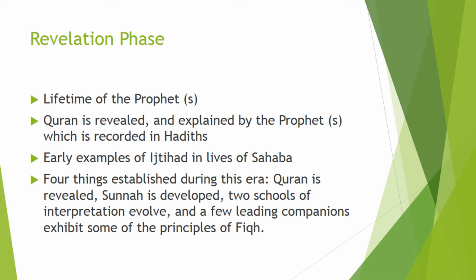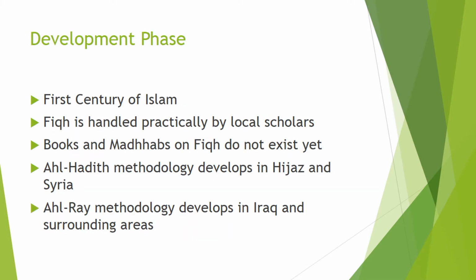And number 4, we see examples of Sahaba starting to make ijtihad. Okay, so we'll go to that. That's very quick. Not much happens then that's related to our topic of fiqh because the Sharia was still being revealed. Okay, next period. The 1st century of our history, which is the time of the Khulafa Rashidin and the early Umayyads.